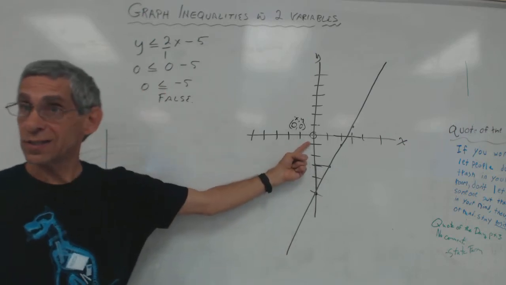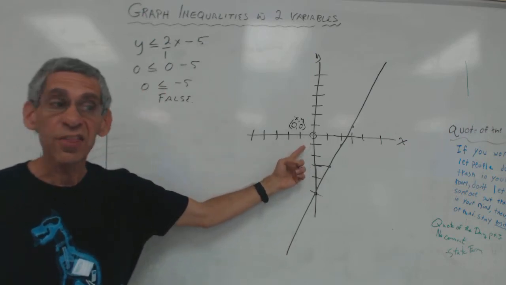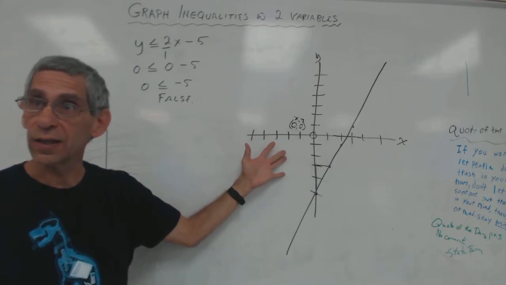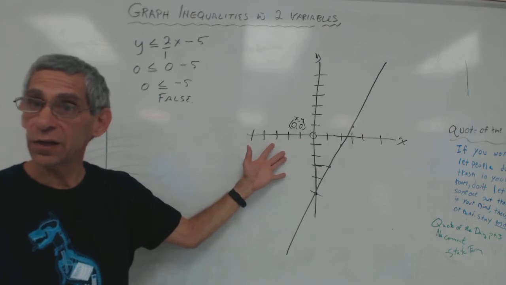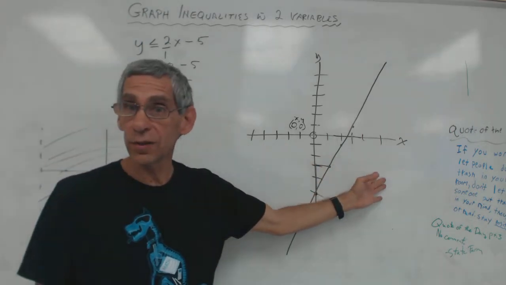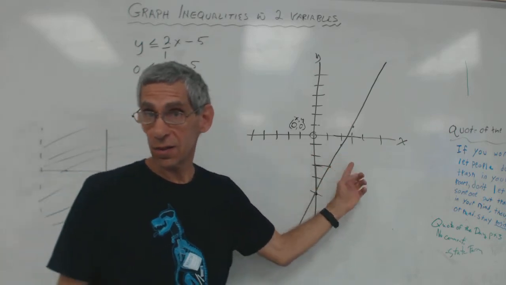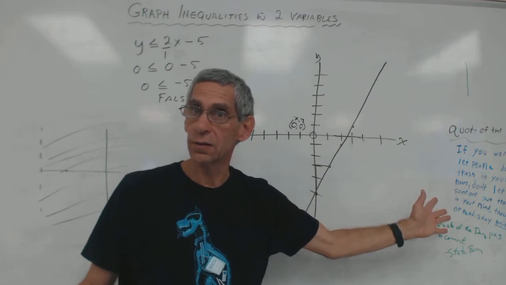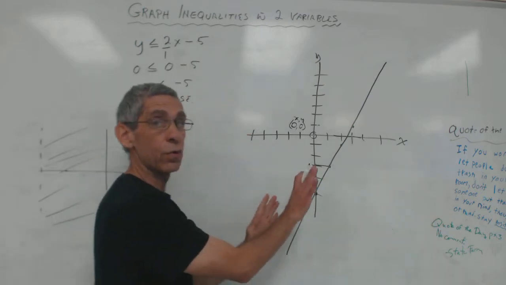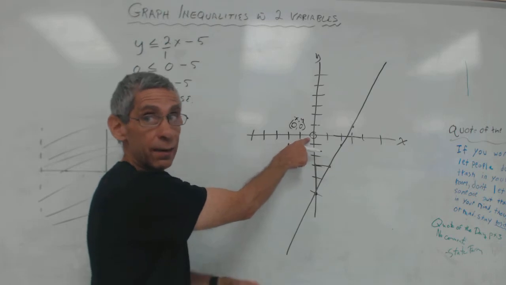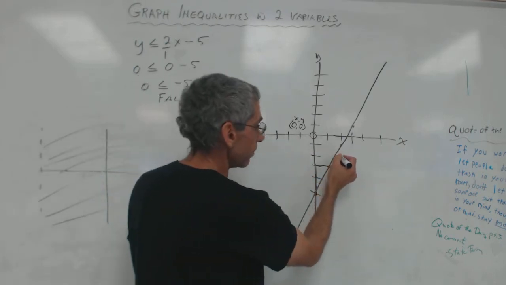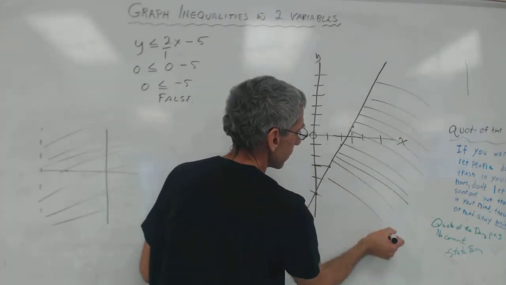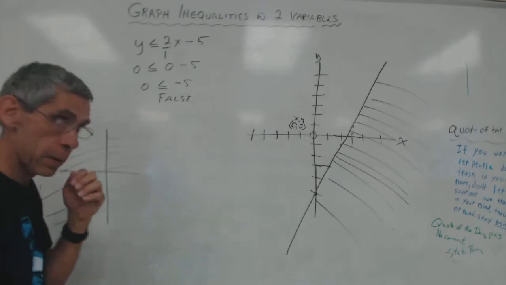Since 0, 0 is not a solution, nothing on this side of the line is a solution. Does that make sense? You have just figured out the answer. It's always going to be the other side. If this is false, all the points that are true are on the other side of the line. It's logical, right? It's got to be all this side or all that side, and it can't be this side, so it's got to be that side. So I'm going to shade it like this. And that's how you decide.